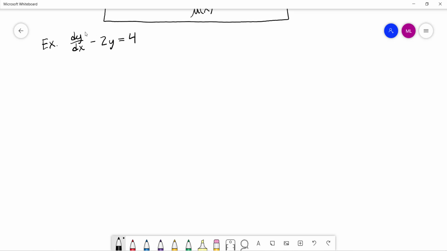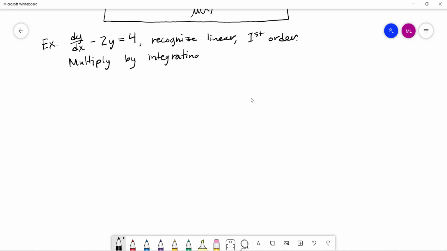The idea is I need to multiply by an integrating factor, and to recognize that, I need to just see that this is linear and it's first order. If it's linear and first order, then this technique will work. So multiply by our integrating factor. Oftentimes I'll simply write IF for integrating factor.